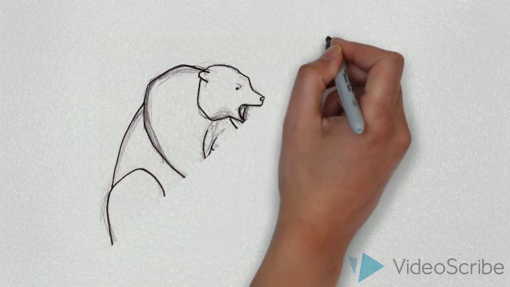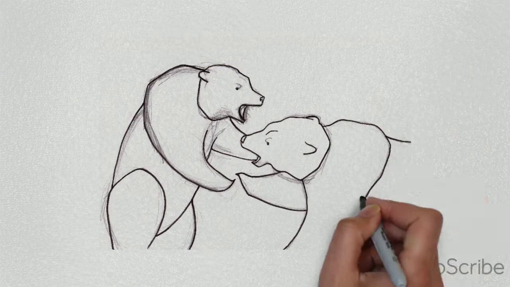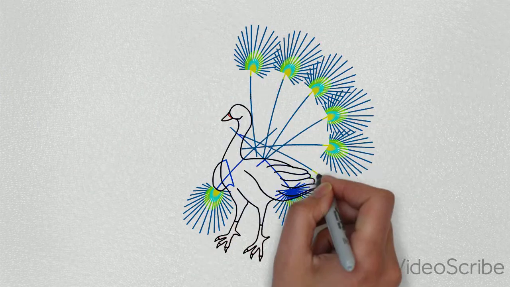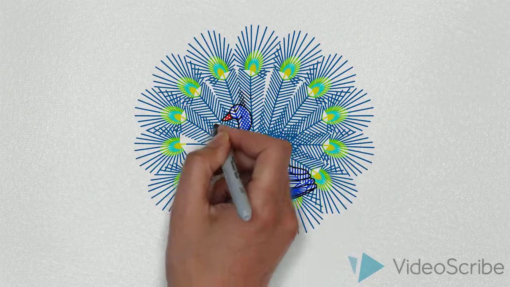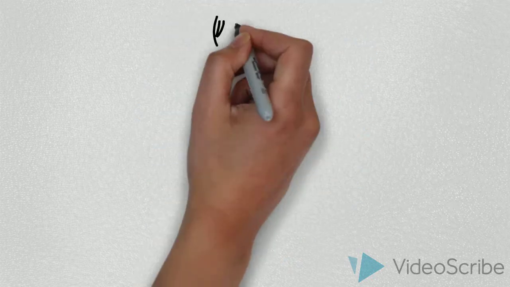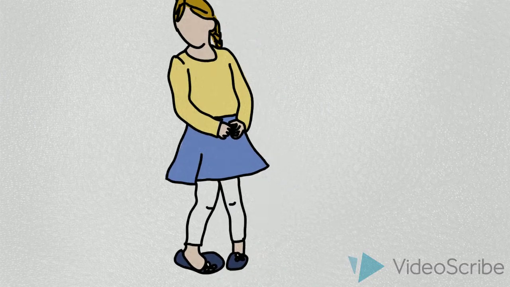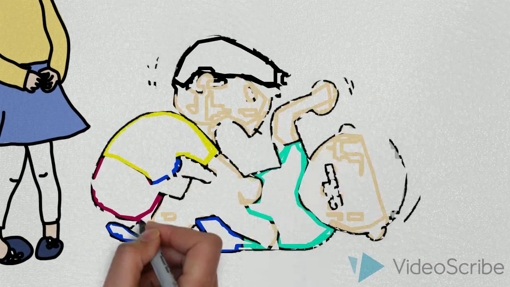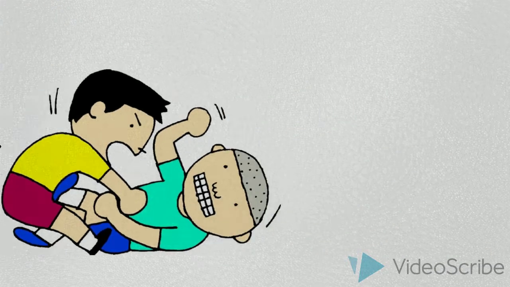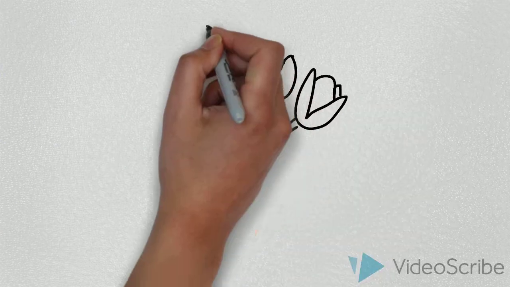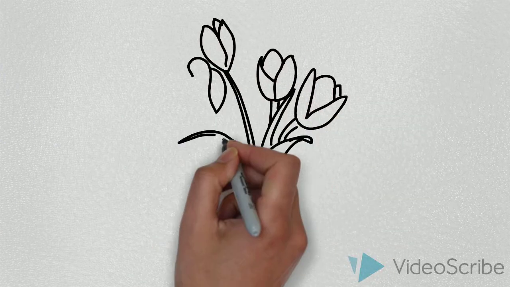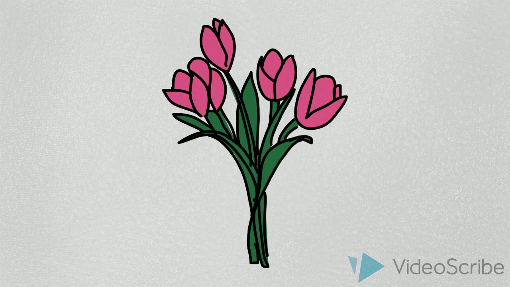Bears compete with each other by fighting and showing their strength, while many birds compete by showing off their feathers. And humans tend to compete by showing off and fighting. While this is very common in animals, is sexual selection common in plant species?